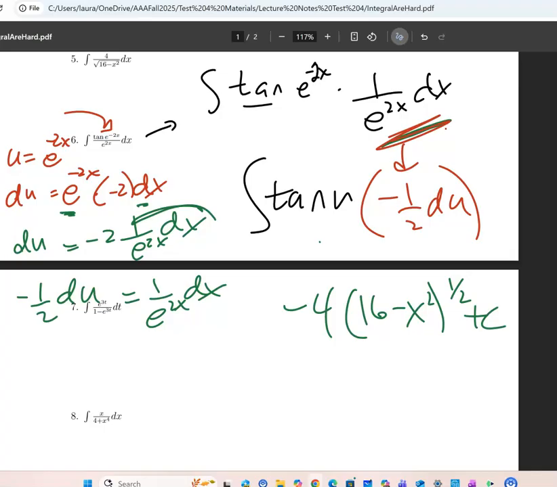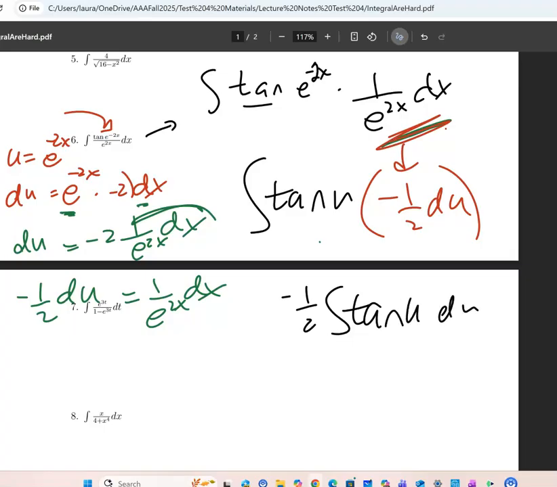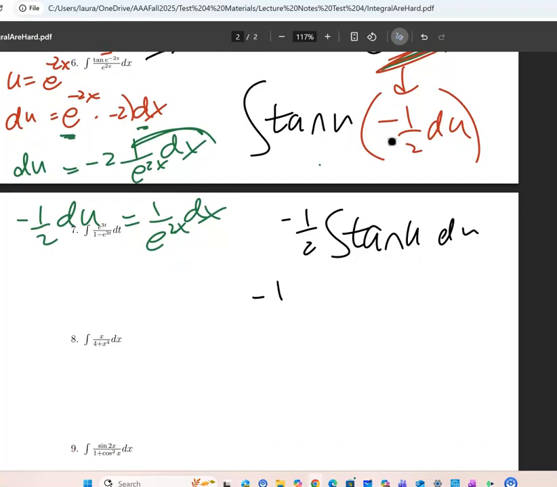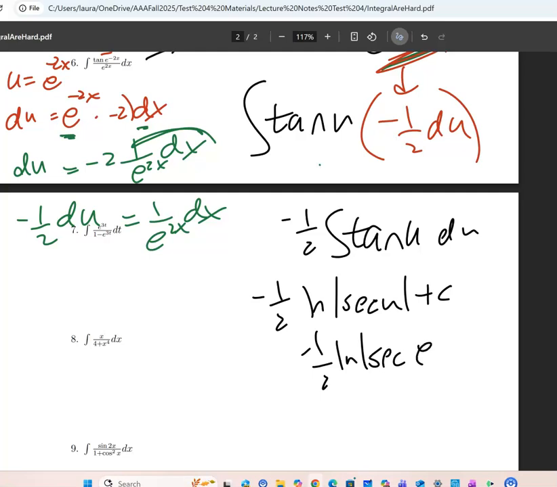So make sure you clean it up, right? So I'm going to pull it down here. So clean it up and say, all right, that's the same thing as saying negative 1/2 integral of tangent of u du, and yet this is another one you want to memorize. So this is ln of secant of u plus c, and so then ln of secant of, and then the u is equal to e to the negative 2x, plus c.